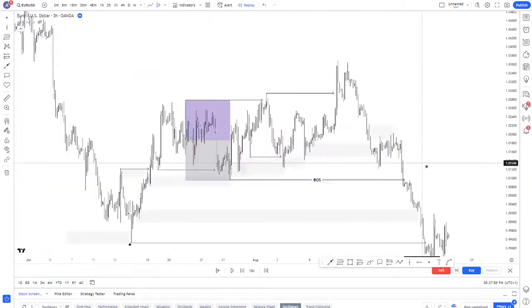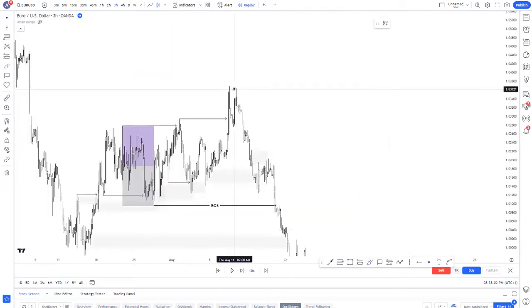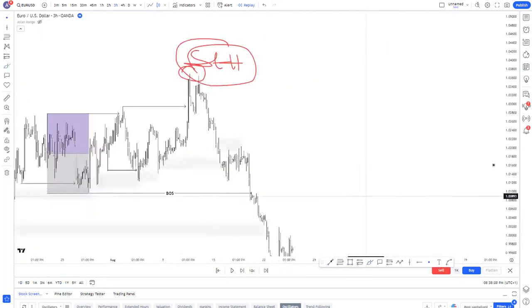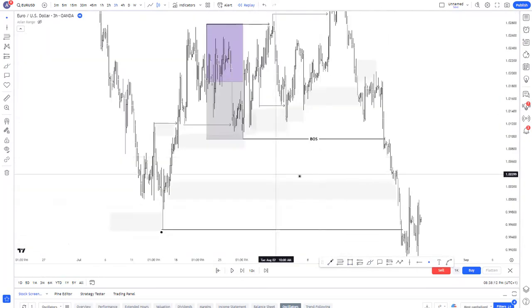It shows that price is bearish. Swing low, price is bearish. Then this high now becomes what? A strong high, right? So it shows that we are bearish now.